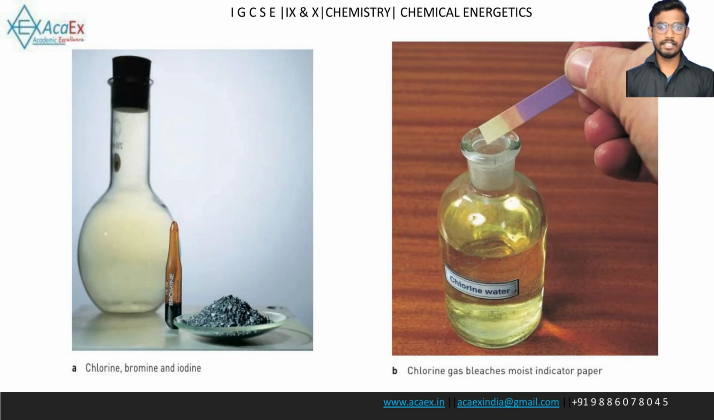This slide displays images related to halogens. One image shows samples of chlorine, bromine, and iodine. Another image shows that chlorine gas bleaches moist indicator paper.